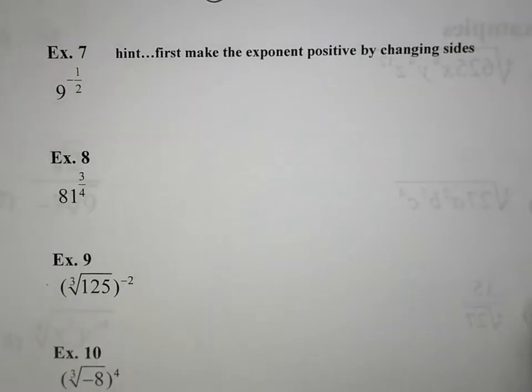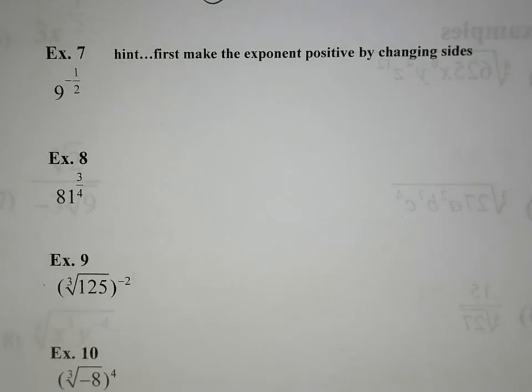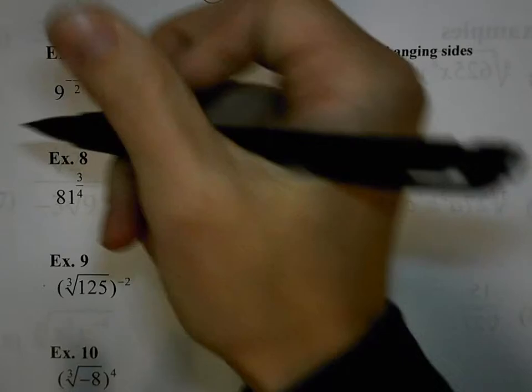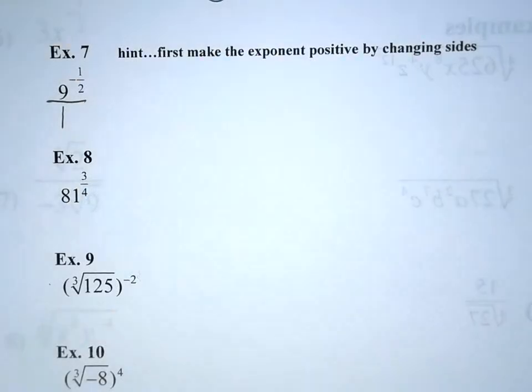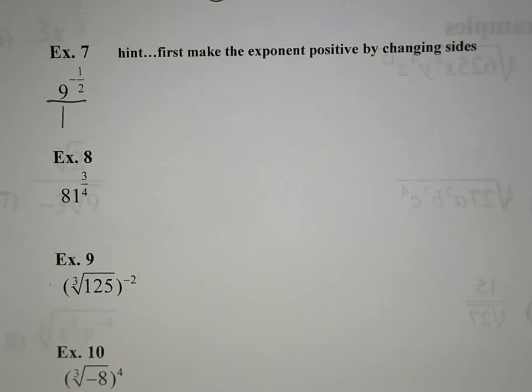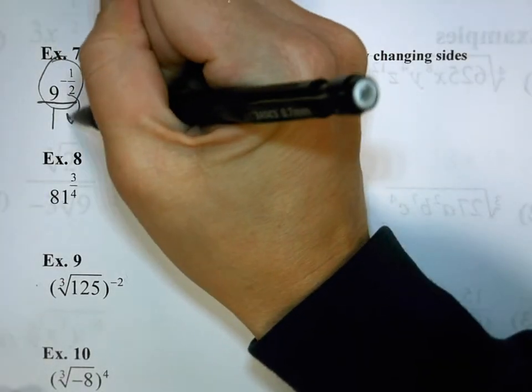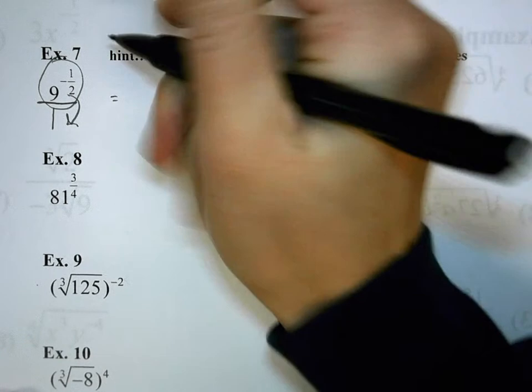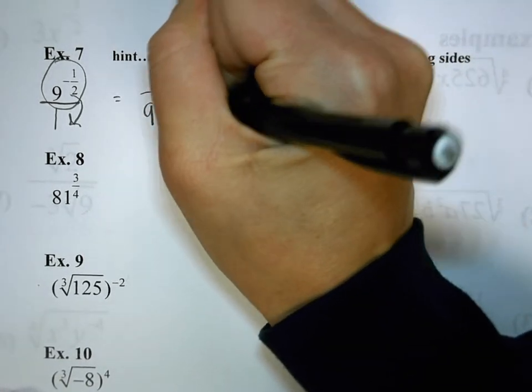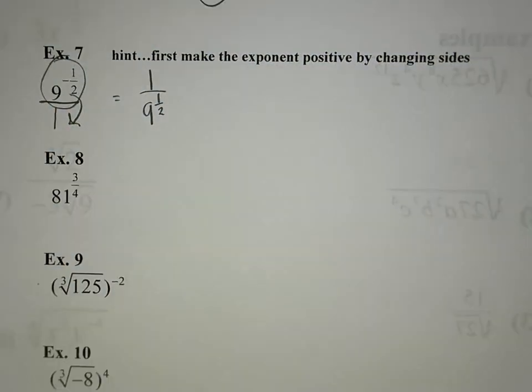On example 7, it says, hint, first make the exponent positive by changing the sides. Remember that you do not want negative exponents. In order to get rid of negative exponents, you can change it from one side to the other. Right now, if you write this as a fraction, this is the 9 to the negative 1/2 on the top over 1. So in order to get rid of this negative 1/2 exponent, we need to take all this and move it to the denominator. So I'd end up with 1 over 9 to the 1/2 power. So we can't work with negative exponents, so we always need to move them to make them positive.